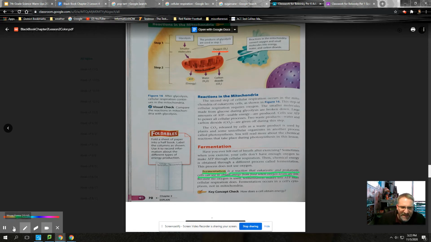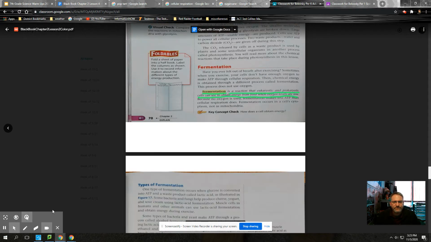Hit pause and type that in. All right, so what is fermentation? Well, fermentation basically is a process in which energy is created if your muscles run out of oxygen. Now, how can that happen? Well, believe it or not, it happens to all of us.